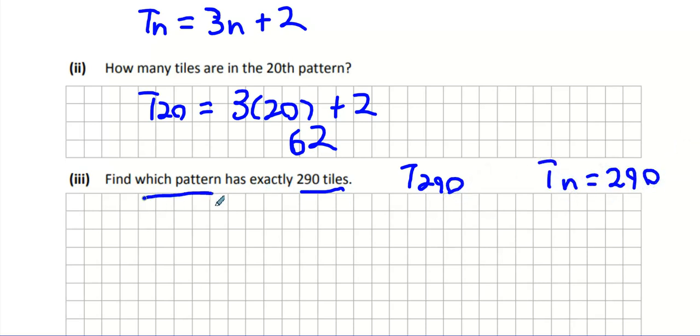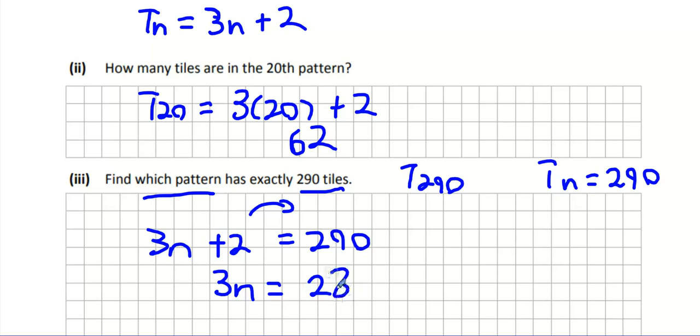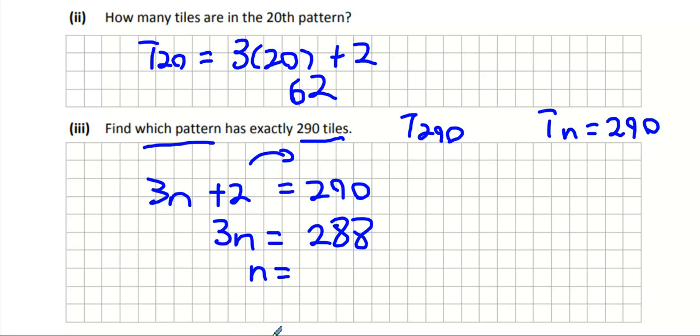Yeah, if it says which pattern, it's looking for which n value, because n equals 1 is the first pattern and n equals 2 is the second pattern. So we're going to put our formula equal to 290. We're going to bring the 2 over and take it away. We're going to divide that by 3. It was 288 divided by 3. We all good? Okay.